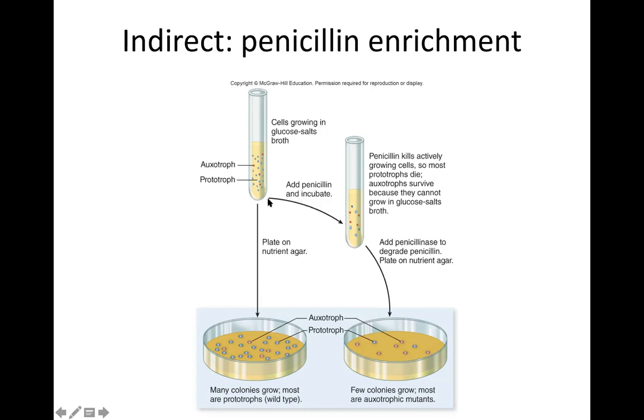So with penicillin enrichment, you still have to go through indirect selection, but it changes the ratio in a positive way. It gives you more mutants present and removes a bunch of the wild type. It makes it much easier for you to identify those different cell types.